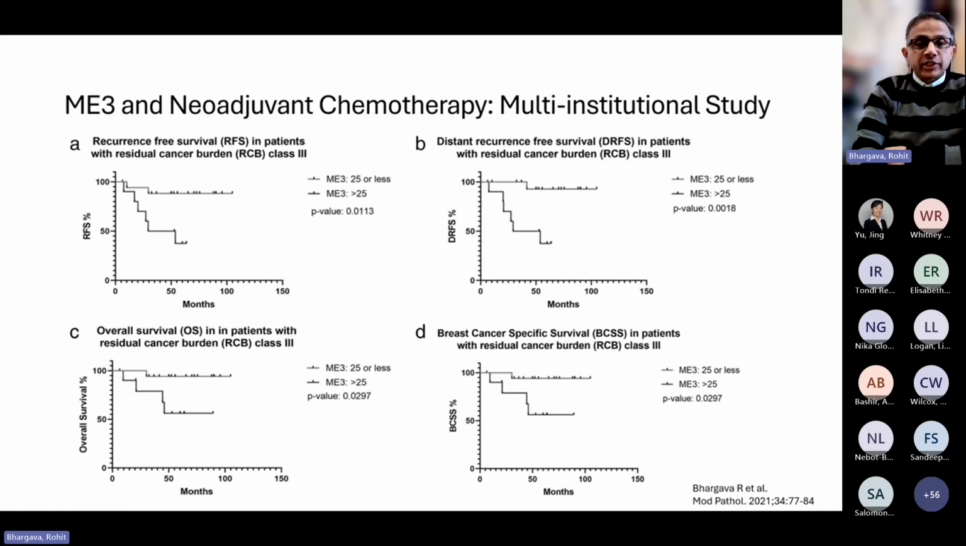However, these differences were accentuated when we looked only at RCB class 3. They were all quite significant. The patients with ME3 score 25 or less clearly separates out the patients in the RCB class 3 to have much better prognosis than the ones that have ME3 score greater than 25.